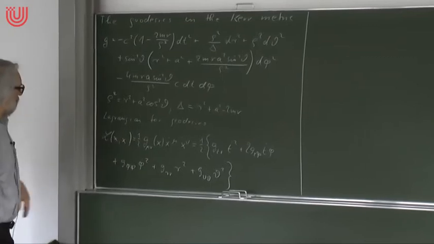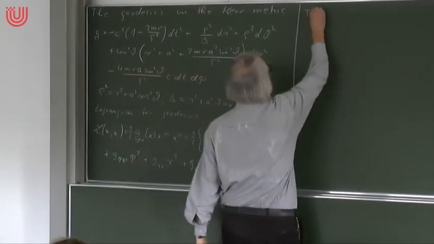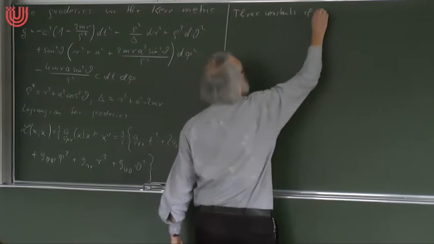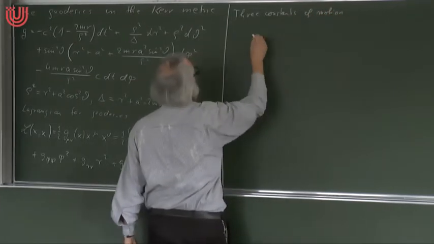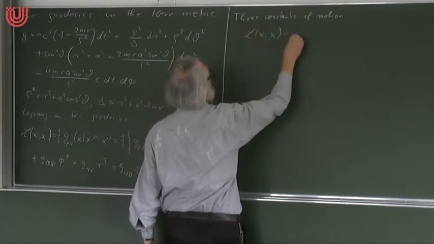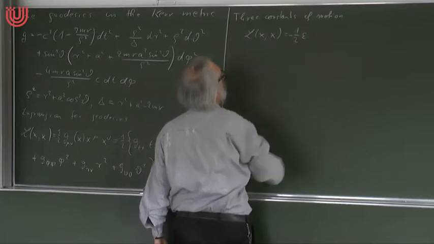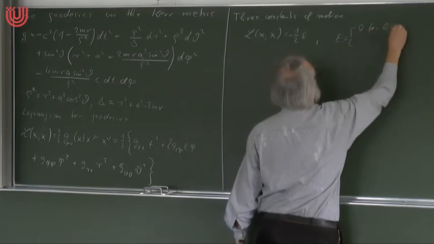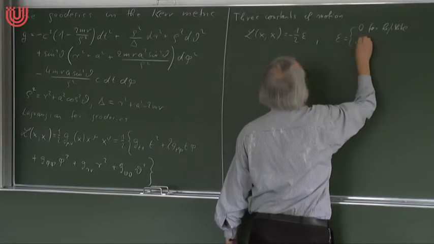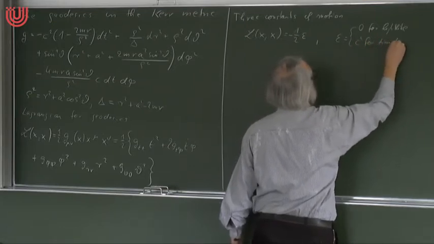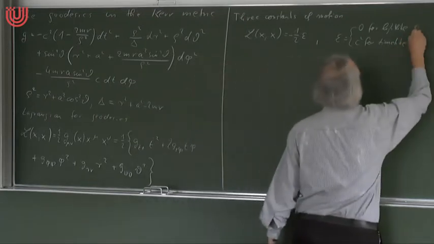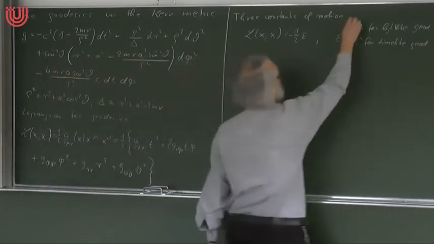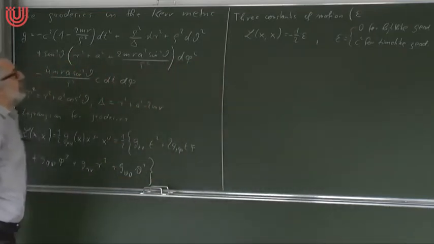Okay, so let's begin with the obvious thing. We have three constants of motion. The first one is the Lagrangian itself. The Lagrangian is always a constant of motion. Let me write this as minus 1/2 epsilon, where epsilon is 0 for light-like geodesics and c squared for time-like ones. For time-like ones, we always use proper time. So the first constant of motion is epsilon, which takes only values 0 or c squared.